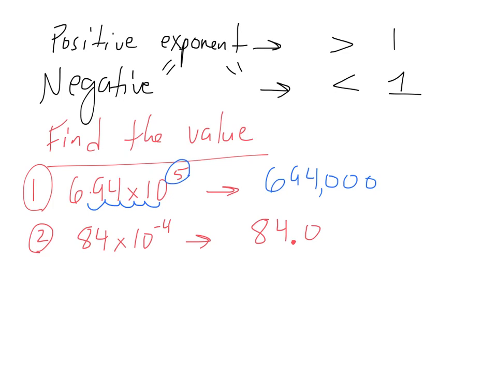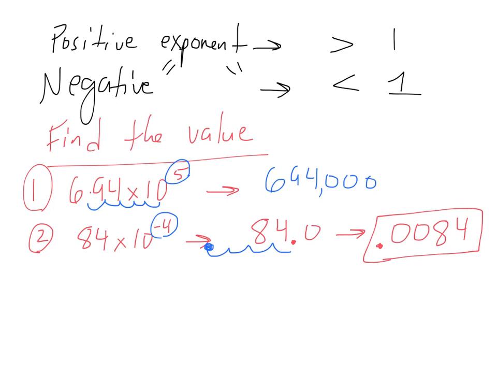It's telling us to move it 4 times negative to the left. 1, 2, 3, 4. And there's my new decimal point. So this equals point. Anywhere there's a loop without a number, you add the number 0. So this answer is 0.0084. And that should make sense because of this guy, negative exponent. The number is less than 1.